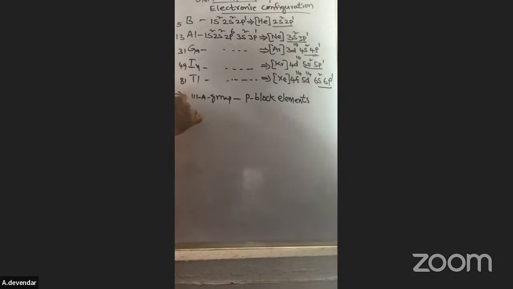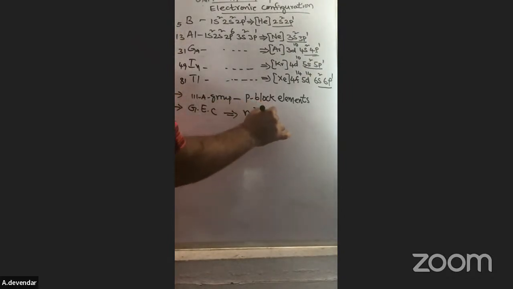The next question is the general electronic configuration, which you can write from the electronic configurations already written. GEC means general electronic configuration, which is ns2, np1. These are important points from the examination point of view. Next is the common oxidation state.